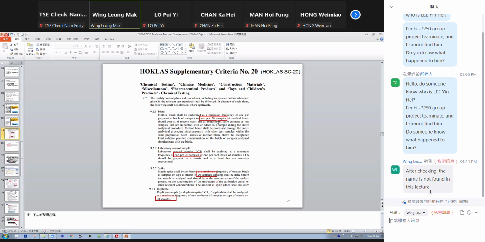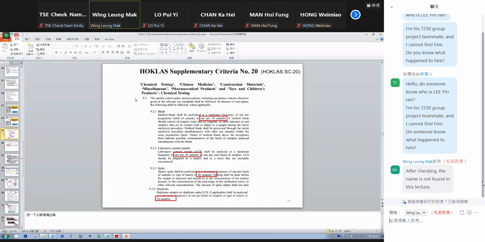How about if I have only 19 samples? I cannot meet 20, so can I skip the QC samples? No. If you have only 19 samples, you still form a batch. If I have 21 samples, you should have 2 batches and then 2 sets of the QC samples. If you have 19 samples, it forms 1 batch.